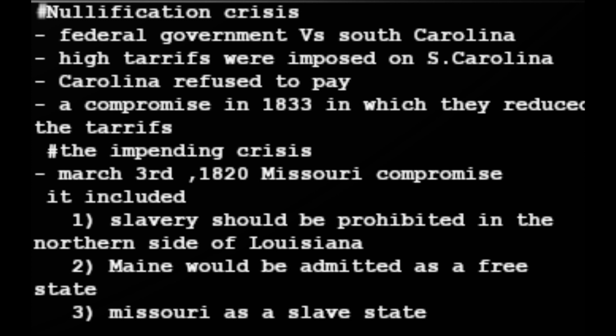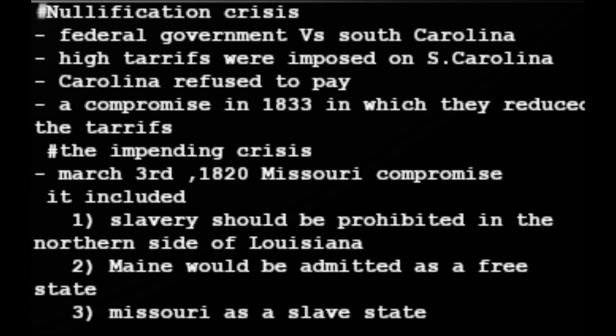Slavery should be prohibited in the northern side of Louisiana after the Louisiana Purchase. So Louisiana was held by French people. The French knew that they were going to lose it. They're going to lose Louisiana.